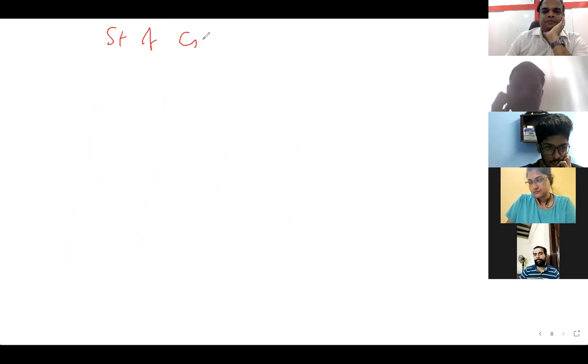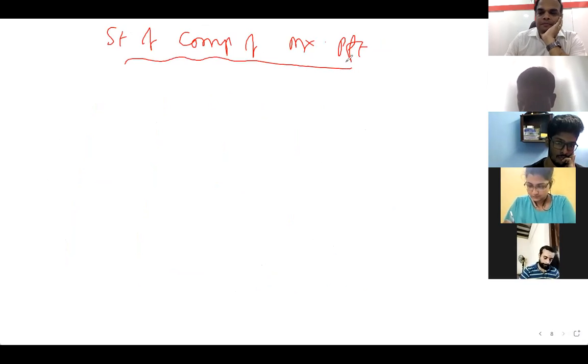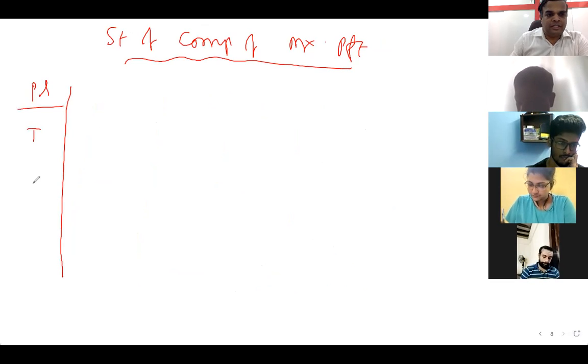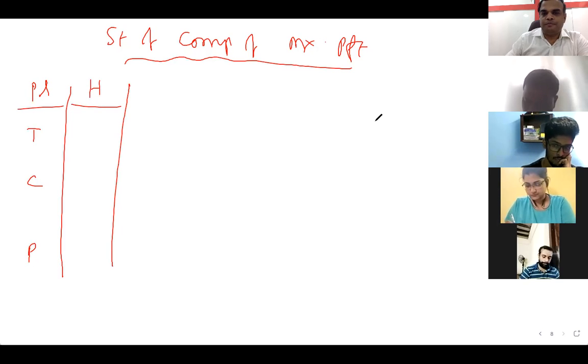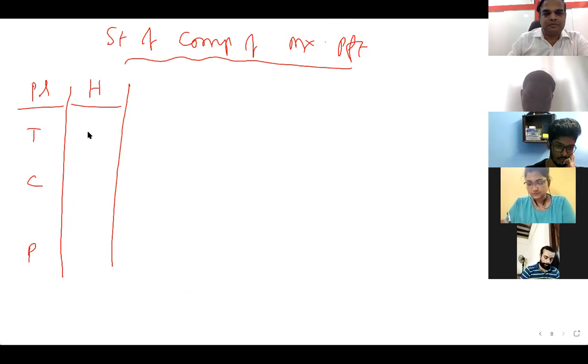Statement of computation of maximum profits. For maximum profit, what is the product? Tea, coffee, pepper, hectares utilization. With respect to hectares, it is not the previous one. Tea, 140 hectares. Am I right? Coffee, 50 hectares. Yes, sir.